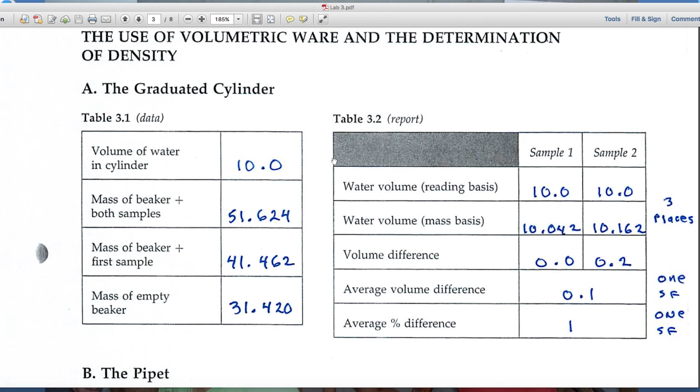The average percent difference, when you calculate percent, would be equal to the 0.1 divided by 10 times 100. Or, in other words, we're just moving the decimal one place. So the 0.1 becomes 1. One significant figure in this case.